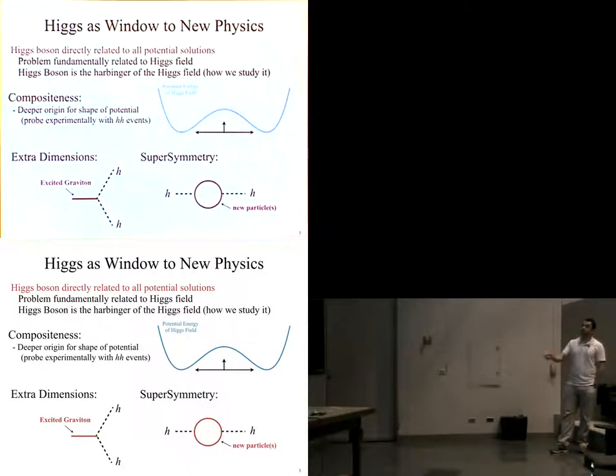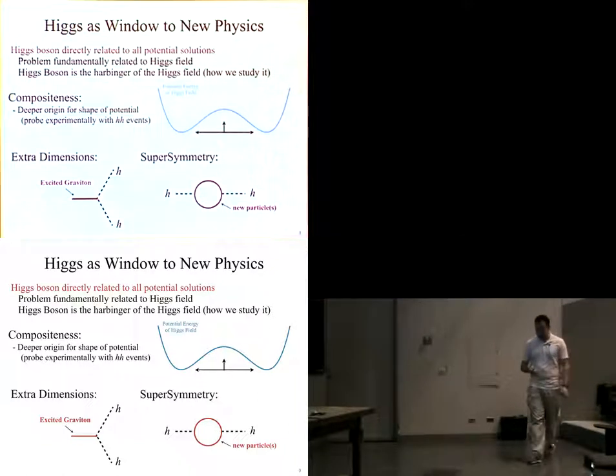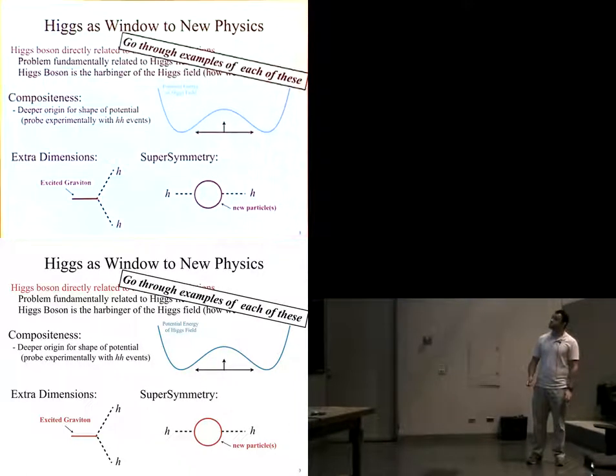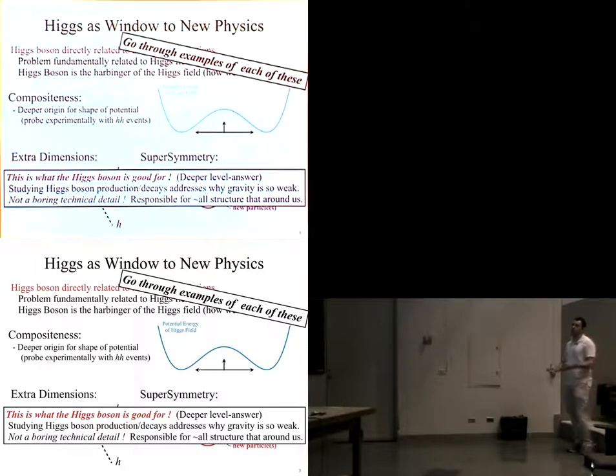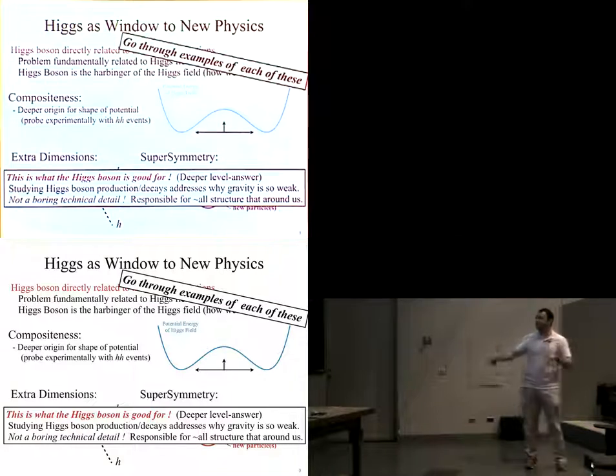And then as we saw with supersymmetry, in order to solve this problem, there has to be some new particle that contributes to this correction to the Higgs mass. So really all these potential solutions at the weak scale have this direct relationship to the Higgs boson. I'll just go through quickly examples of how we might test for these in the rest of the lecture.